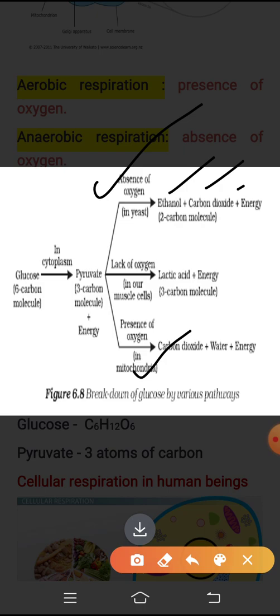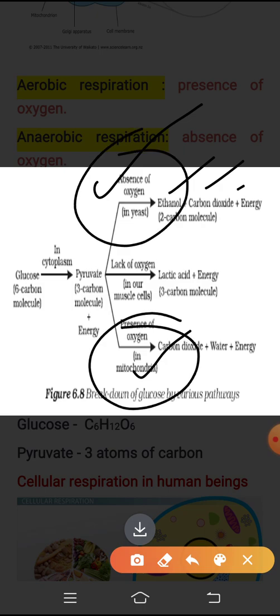Okay, and one more thing you have to remember, I told you here in the presence of oxygen complete oxidation takes place, and in the absence of oxygen incomplete oxidation takes place. And the energy released here is very less. Here in mitochondria a huge amount of energy is released.